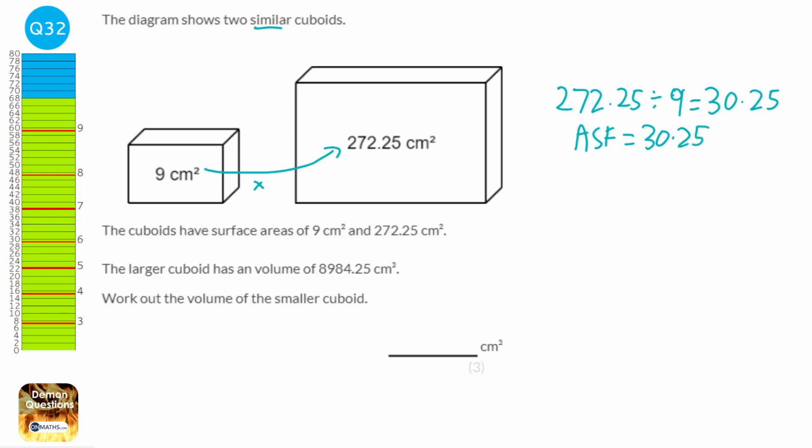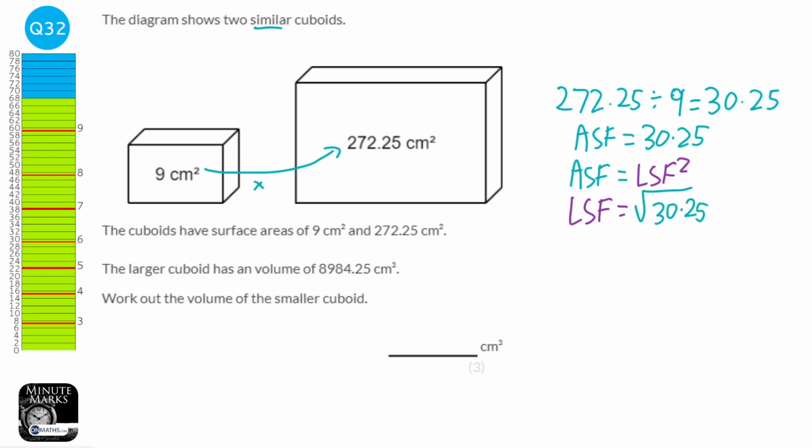Now this question is all about volume, but we're going to work a little bit backwards and we'll find out that the area scale factor is the linear scale factor squared. So we're going to work out what the linear scale factor is. So to find the linear scale factor, we're just going to square root the 30.25, the area scale factor.